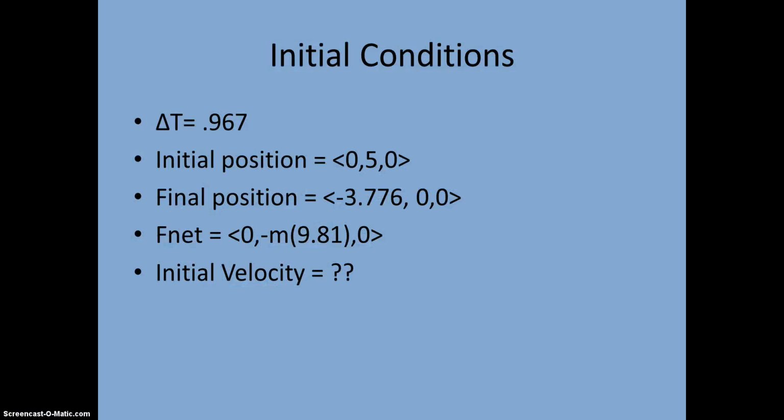So I used data from Tracker and I plugged in all of the initial conditions, which I just talked about, and the F net was negative m times 9.81 because mg was the only force acting on it. The actual mass of the boy doesn't matter because, as you will see when I show the calculations, it cancels out. And then we don't know the initial velocity, which is what I'm going to find in order to model it.